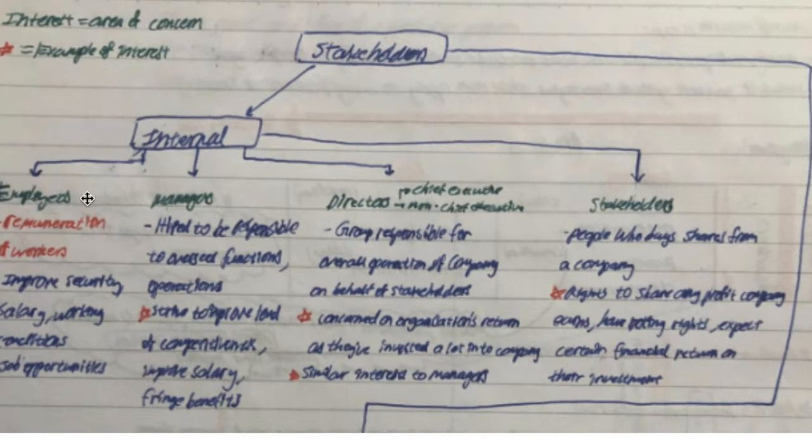There are 4 main categories of internal stakeholders, which is basically the people working within the company. You can see here that the 4 categories are broken down into employees, managers, directors, and stakeholders, as in just normal stakeholders. However, directors can be further broken into chief executive or non-chief executive. We won't be focusing on that much because 1.4 is purely about stakeholders. So let's take a look at each one's role and responsibility within the organization.